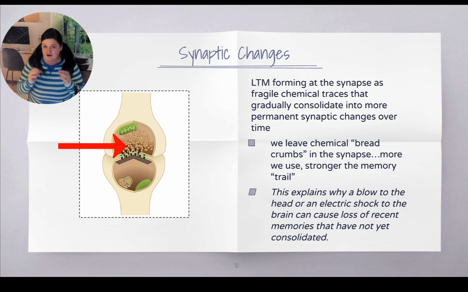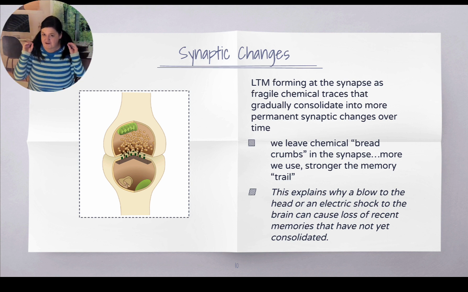This explains when you're hit in the head or you get an electric shock, how you can lose some of your recent short-term memory because they haven't yet cemented or consolidated yet, right? Those memory trails are still being formed through the synapses, okay? So we also call this long-term potentiation. Long-term potentiation is the idea that over time, the neurological synapses are used over and over again for that same memory, okay? So it's the same idea that we need to encode. And once we use them over and over and over again, they will become stronger and stronger and stronger.